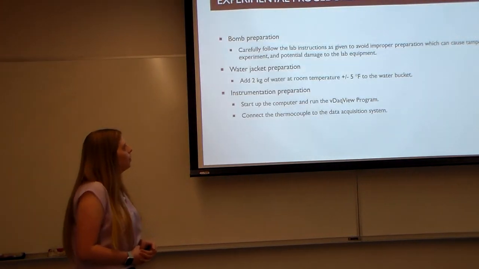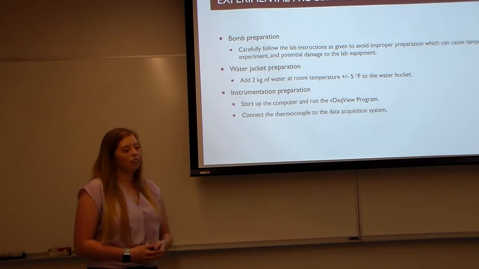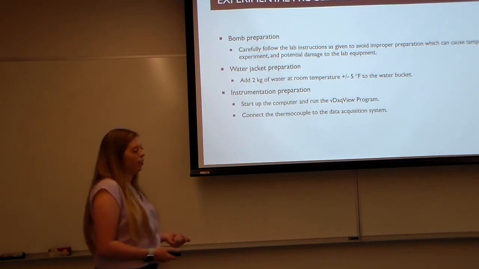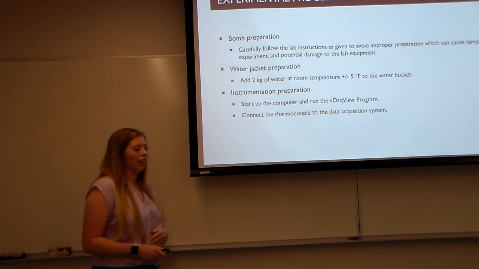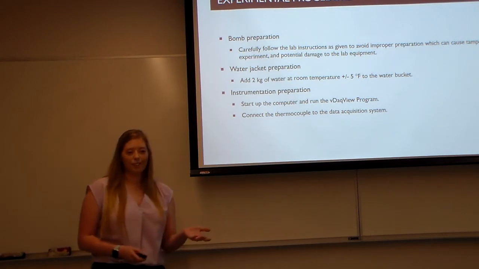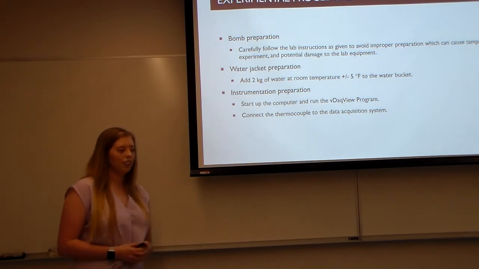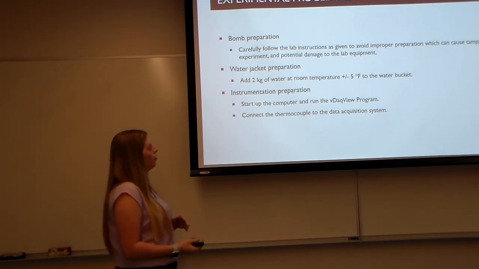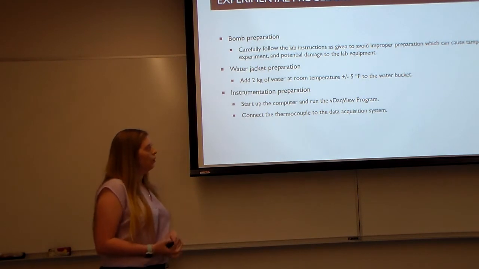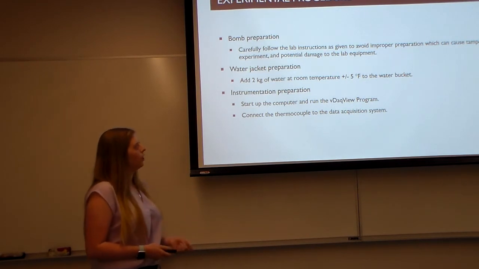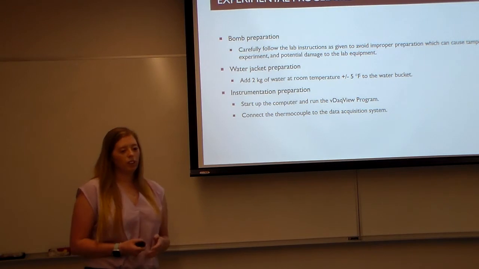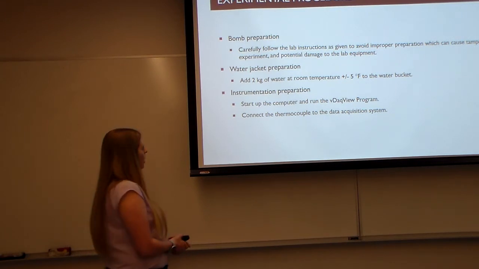So for the experimental procedure, you had 6 different main parts of the whole experiment. With the bomb preparation, there were a lot of main steps that were too much to talk about in 6 minutes. The main key part of that was just to carefully follow all the lab instructions step by step, so you are making sure not to have any improper preparation, which can cause tampered data or potential damage to the actual lab experiment.